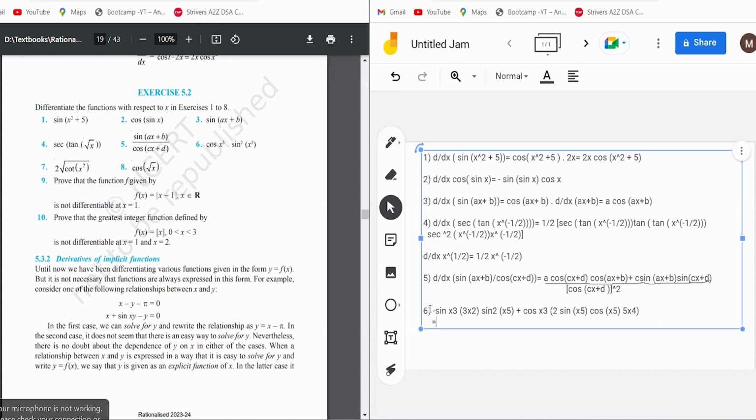2 into 5, it would be 10. It would be 10 times cos of x cube times sine of x power 5 multiplied by cos of x power 5 multiplied by x power 4 minus this first part, which is 3 times sine of x cube, and sine square x power 5 multiplied by x square.